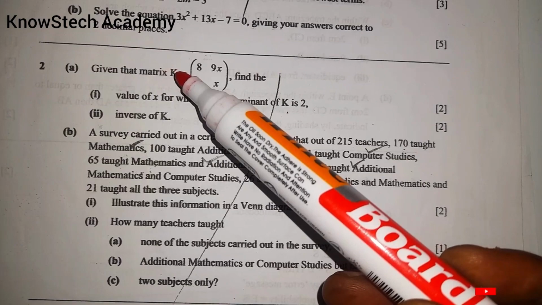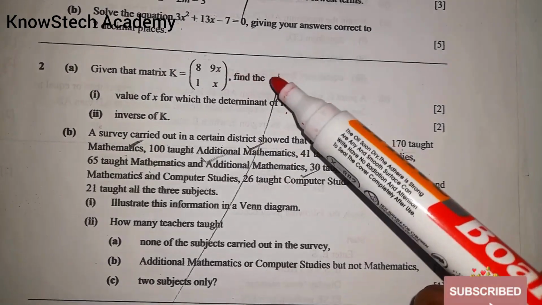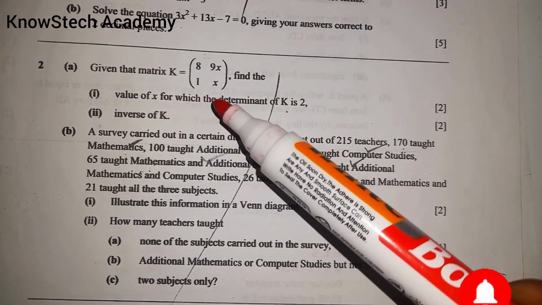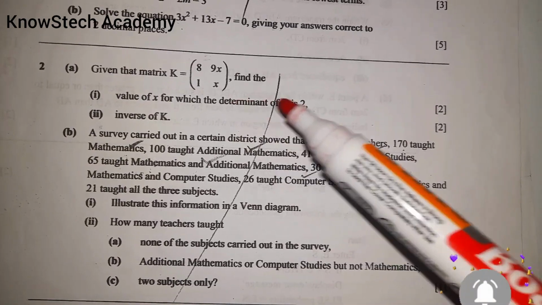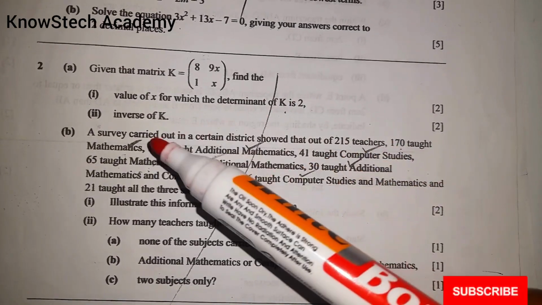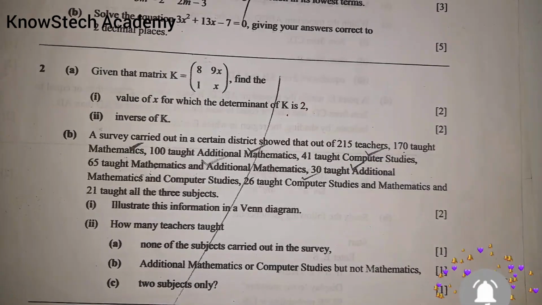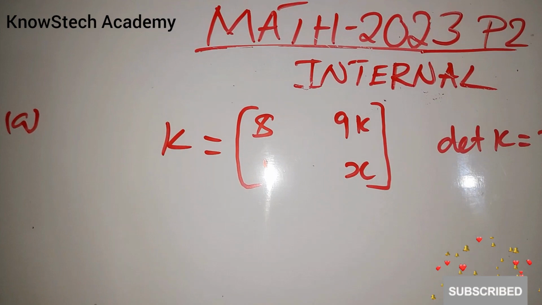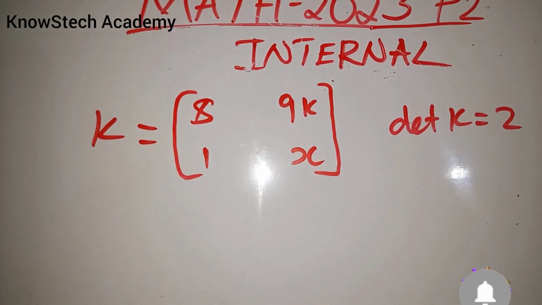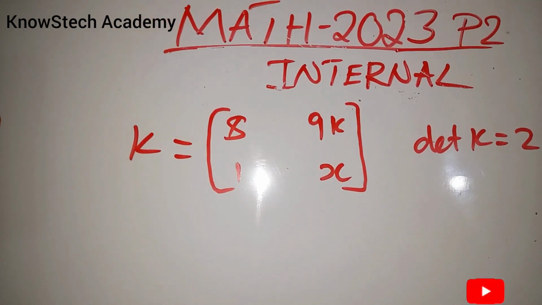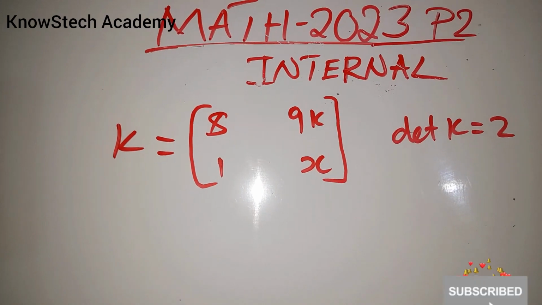Given that matrix K is this one, find the value of x for which the determinant of matrix K is 2. Then we are asked to find the inverse of K. So the determinant we are given there as 2. So let's copy it down. Okay, so this is question 2A of 2023 internal.